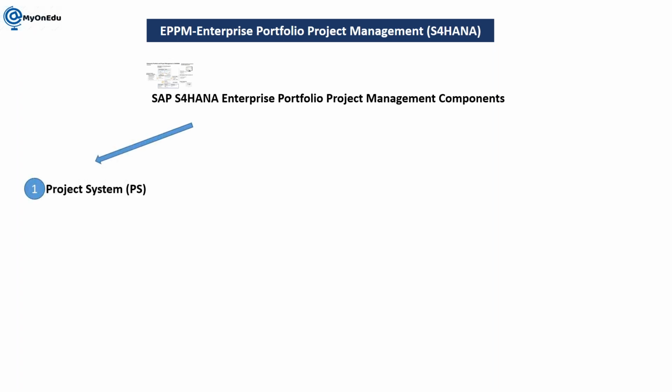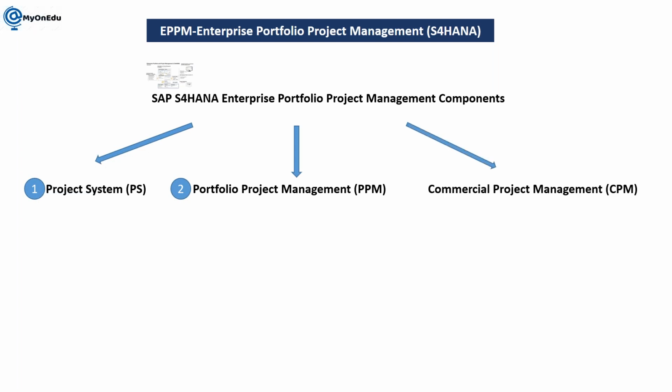Here EPPM has three major modules. One is the project system, another is portfolio project management, and the third is commercial project management. The project system is the core module used to manage account assignment, meaning whatever cost or revenue you are going to incur on your project has to be managed through some account assignment object. So the project system facilitates managing and controlling all these costs and revenues through WBS, work breakdown structure, or network activities.